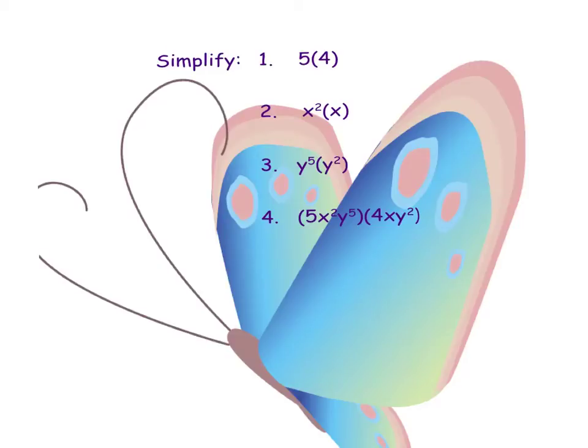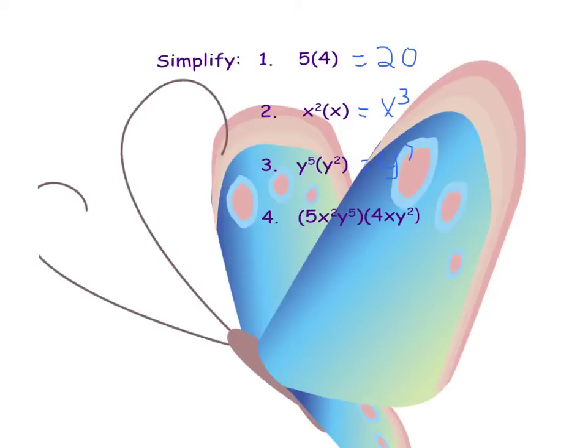We're going to start this lesson with a little bit of a review of multiplying. Remember, multiplication can use parentheses to show multiplication or a multiplication symbol. So this first one obviously is just 20. And then remember, when you have an exponent, if you're multiplying exponents with the same base, you add the exponents. So this would be x to the third. And if you're multiplying powers with the same base, you add the exponents, so y to the seventh.